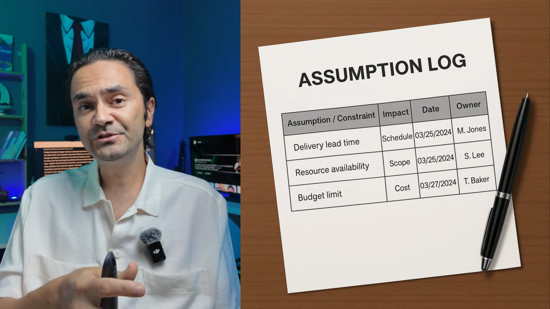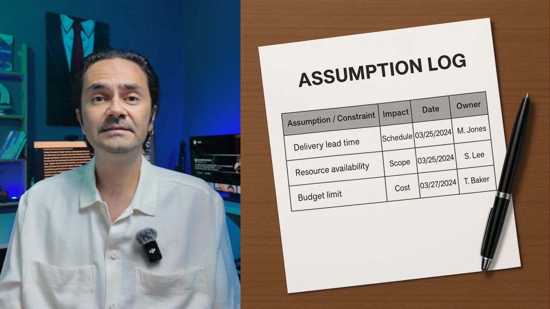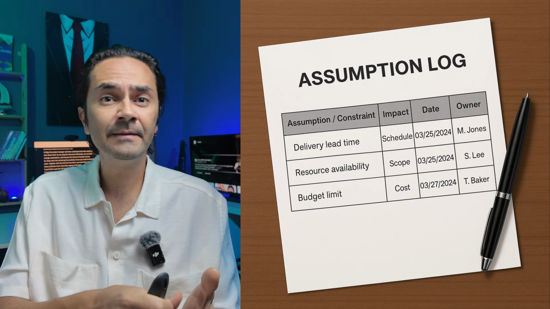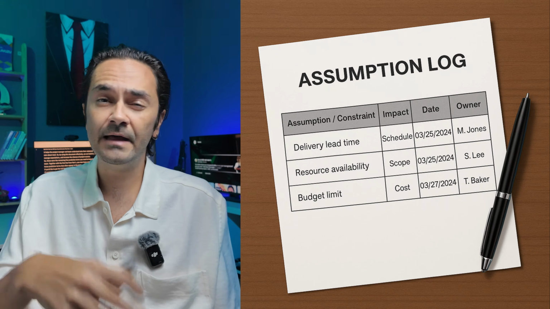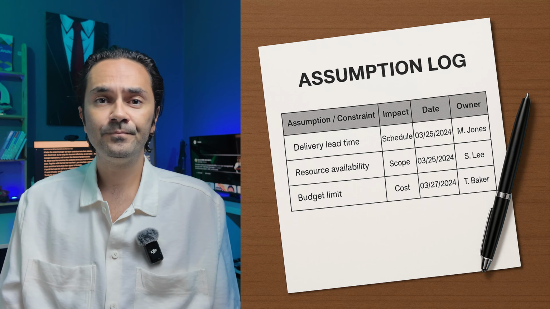We list all the constraints and assumptions in a document called the assumption log. Therefore, in an assumption log, we have a record of all identified assumptions and constraints along with details such as their potential impact, the date they were recorded, and who is responsible for validating or managing them.